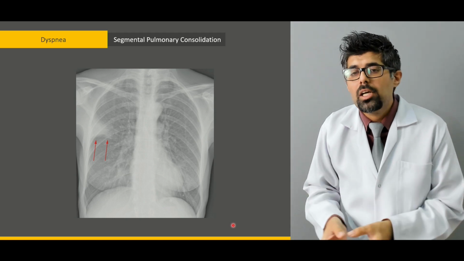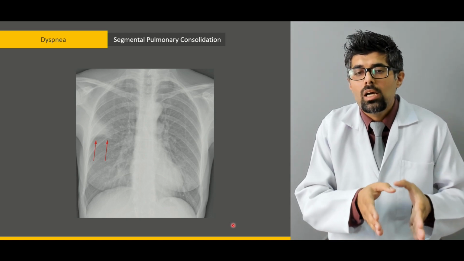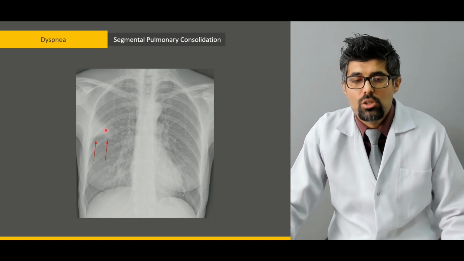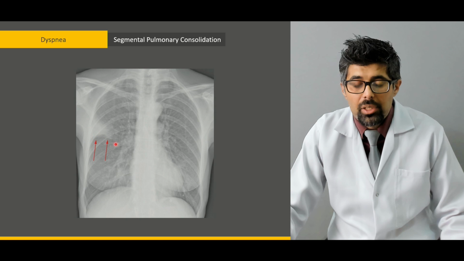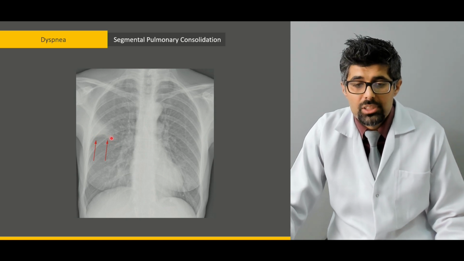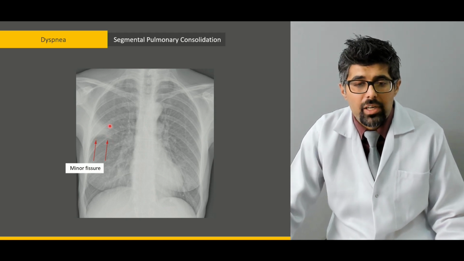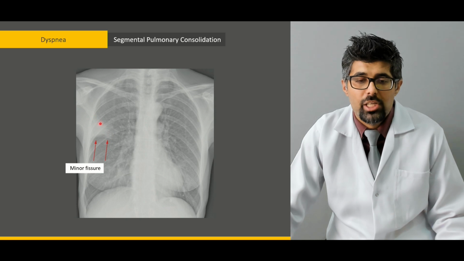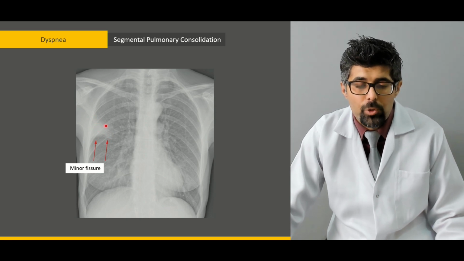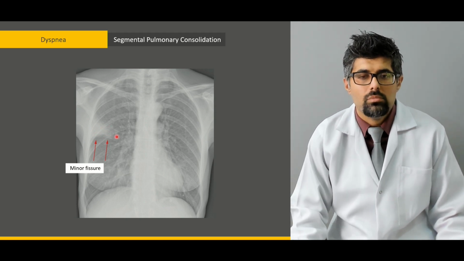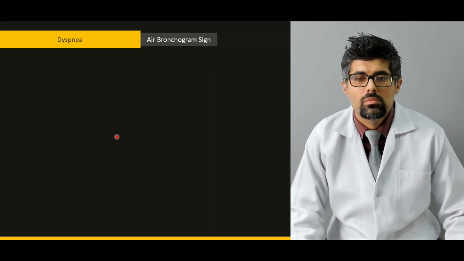So, in bacterial pneumonia, what we find is a segmental consolidation. We can say it's a segmental consolidation because of this convexity, which signifies the minor fissure, and above it is the consolidation, where the fluid is accumulating and replacing the lung parenchyma.